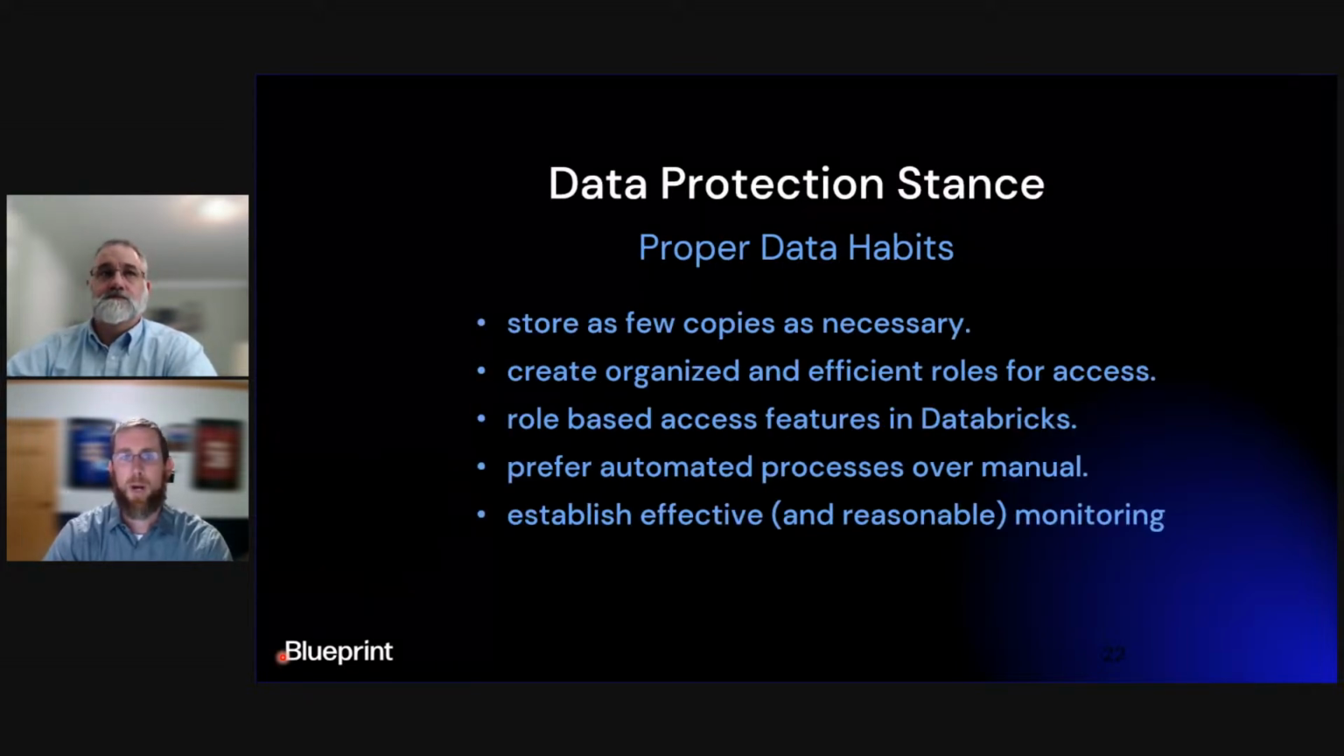There are proper data habits that can persist as well. We have seen where people store as few copies of the data as necessary. The organization has an understanding of how important roles are. So if an employee leaves, they know they won't have access anymore because their accounts are disabled, as well as role-based access. So as people change roles within a company or are promoted, they automatically obtain the right role access to the data, or lose access depending on what roles they may be in.